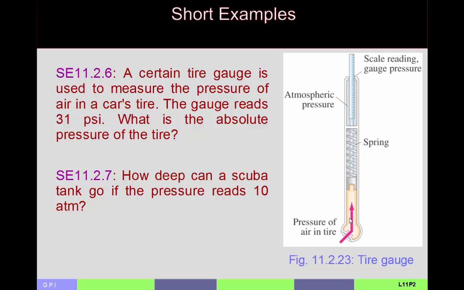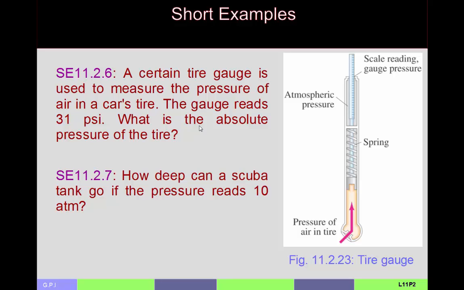So this right here is a standard spring-based tire gauge. It's a simple device. You stick one end over the little cap on your tire. There's going to be some pressure from the tire as a result. It's going to press against a spring, which will basically bring out the little gauge reading that you read, and so you can read off how many pounds per square inch. And so the gauge reads 31 psi.